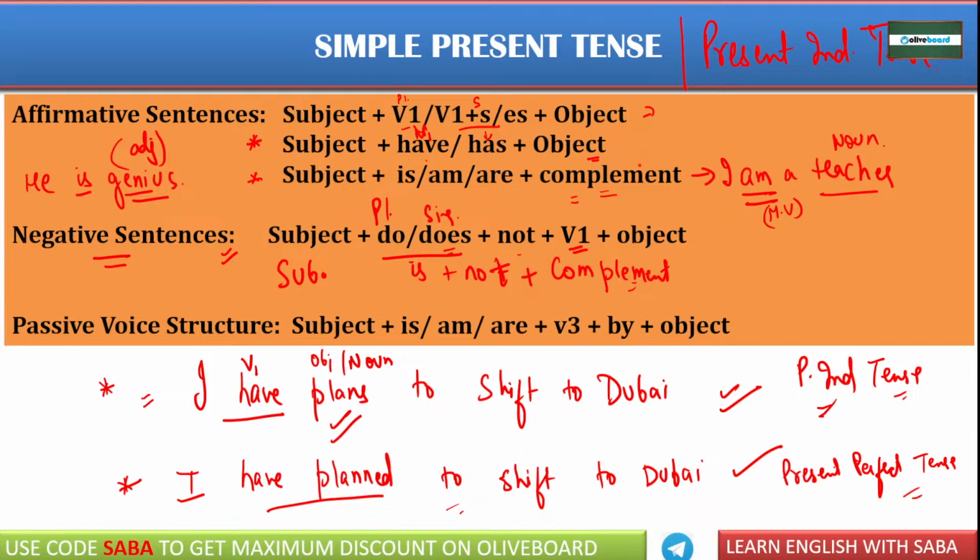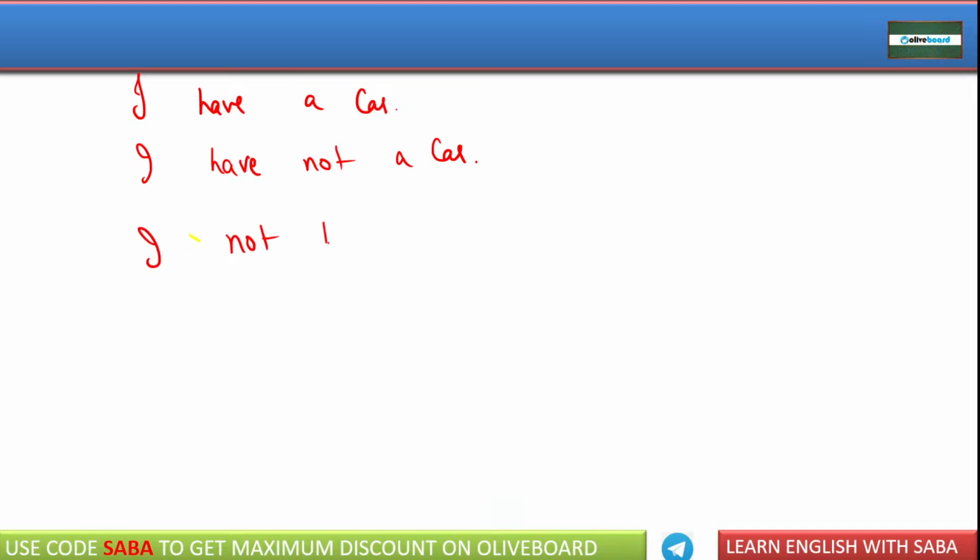Okay. Now, one more thing. If I say, I have a car, frame this sentence into negative quickly. Can I say, I have not a car? Or can I say, I not have a car? Will it make any sense? No, because have is what? It is the main verb.